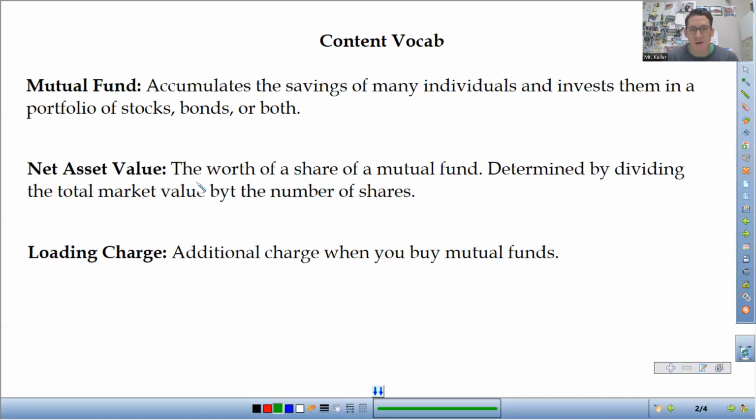The net asset value is the worth of a share of a mutual fund. And then the loading charge. When you talk to a financial advisor, there'll be a front loading charge or maybe a back loading charge. They'll just call it the load. It's a similar idea to a commission. When you buy into a mutual fund, it's an additional charge on the mutual fund.